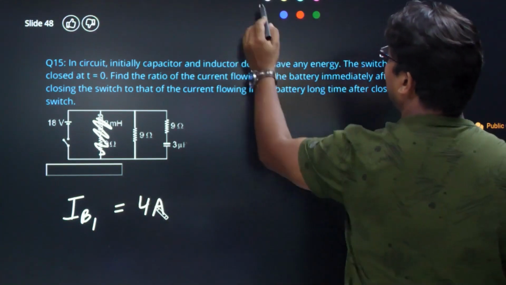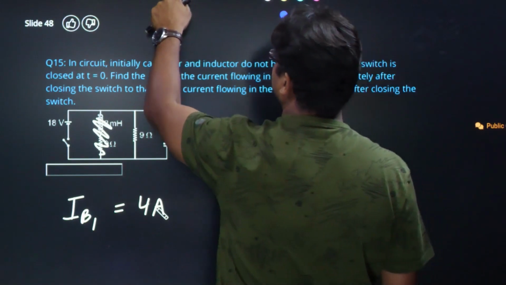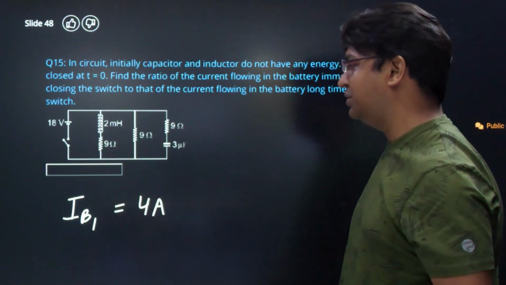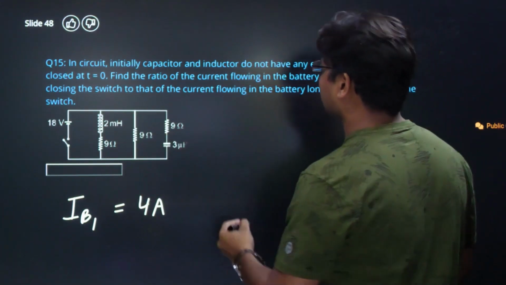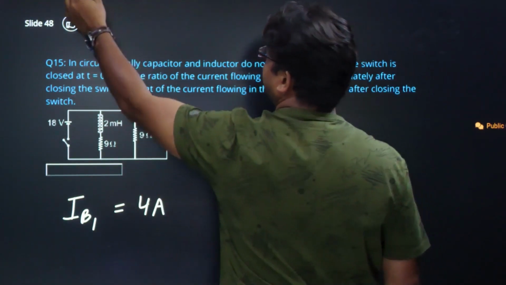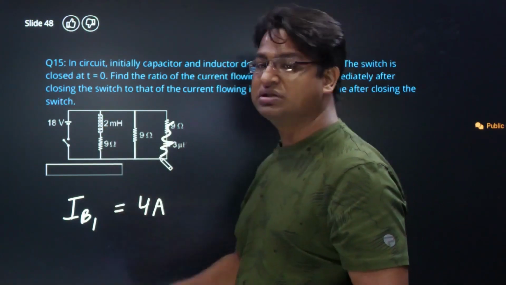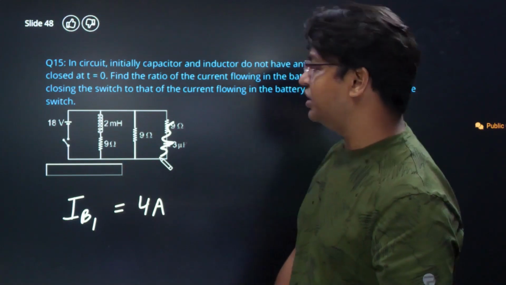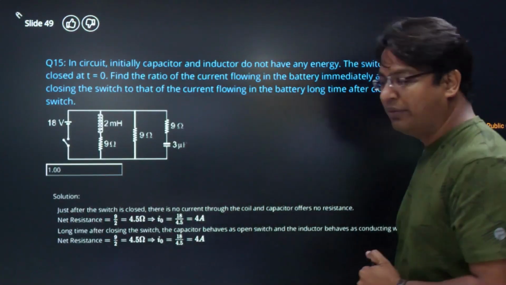Okay, now long time after, so it says long time after closing the switch. Long time after closing the switch, the behavior changes. The capacitor will not allow any current to pass through it, but the inductor will allow current to pass through it. Alright, so long time after, this branch doesn't allow any current through it. Alright, so the inductor becomes a connecting wire, so equivalent resistance is still 9 by 2. And therefore the current through the battery still remains the same, so the ratio will be 1. Okay, so the answer to this question will be 1.